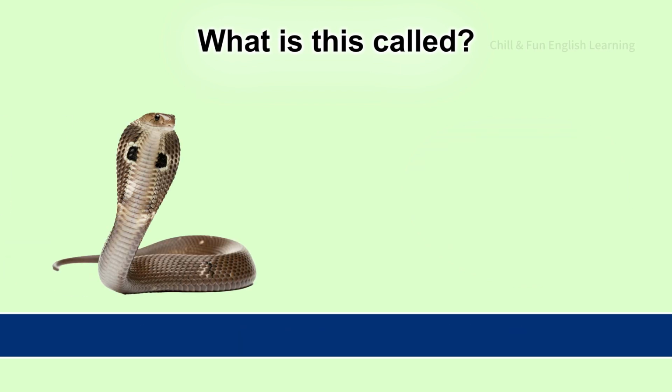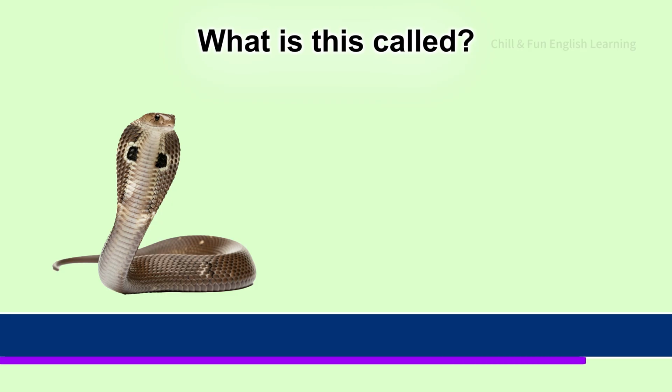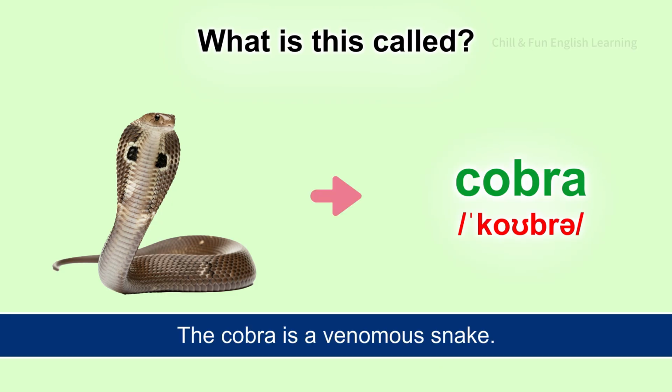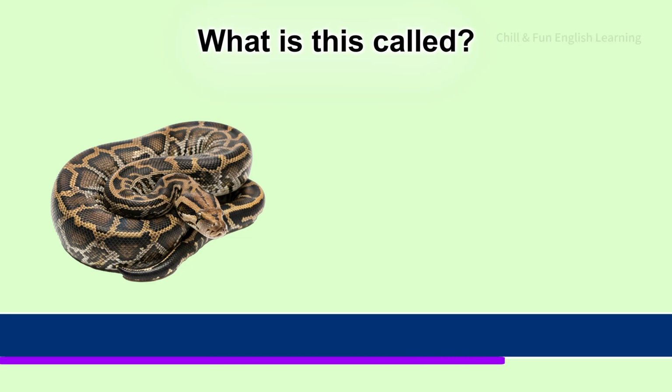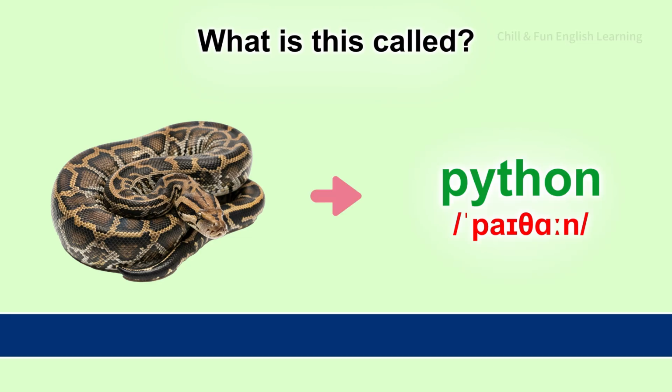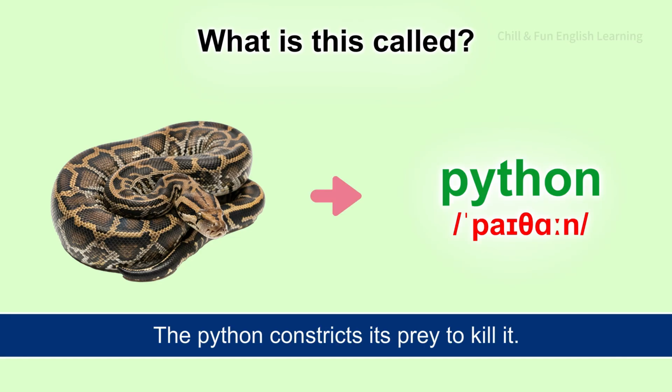What is this called in English? Cobra. For example, the cobra is a venomous snake. What is this called in English? Python. For example, the python constricts its prey to kill it.